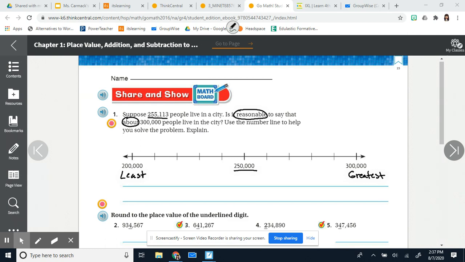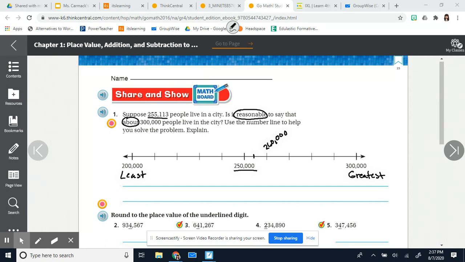Okay, so I know that 255,113 is going to go after 250,000. So this tick mark right here, if I go 10,000 more, it's 260,000. So 255,113 is going to be right here, somewhere right there. That's me estimating, actually, because I don't know exactly where.